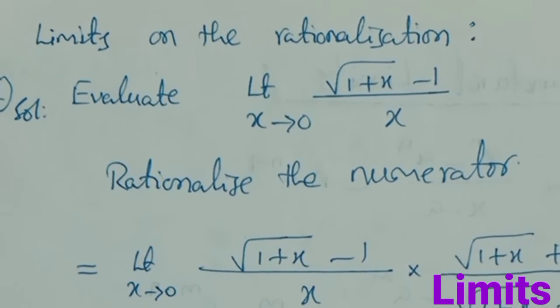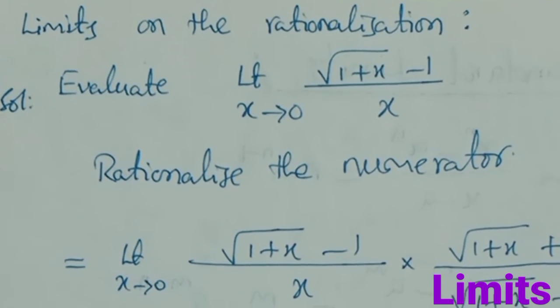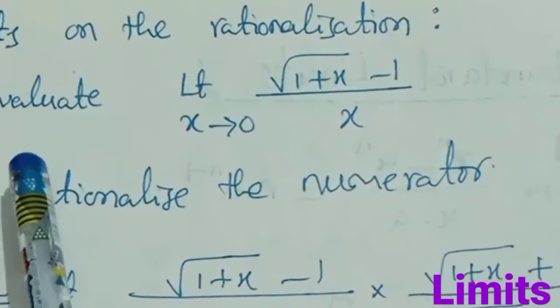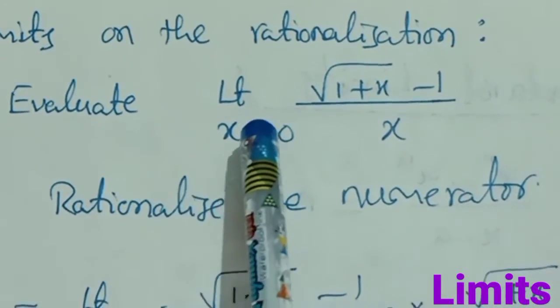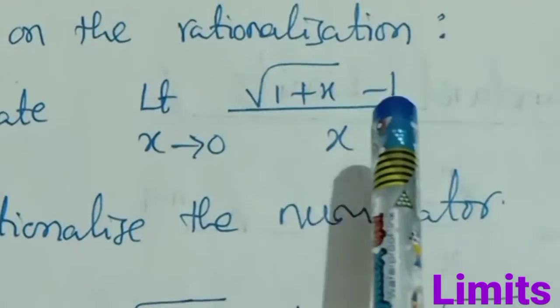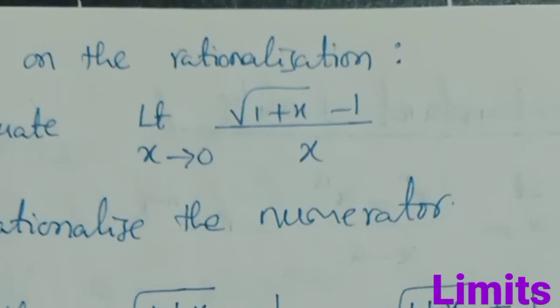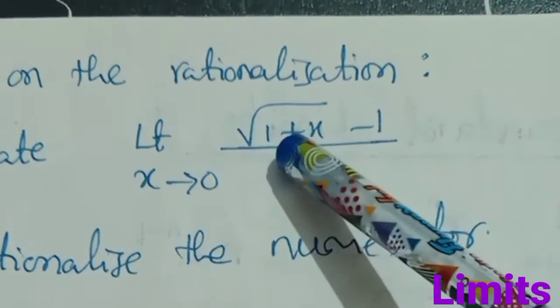Next sums, here limits on rationalization. So first one, evaluate limit x tends to 0, square root of 1 plus x minus 1 by x. Here numerator value is square root of 1 plus x minus 1.